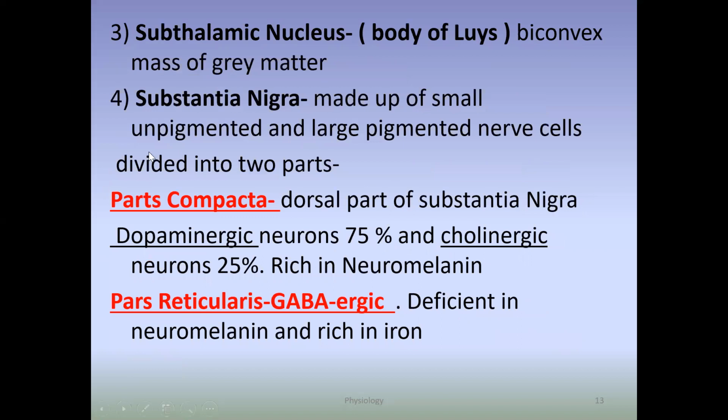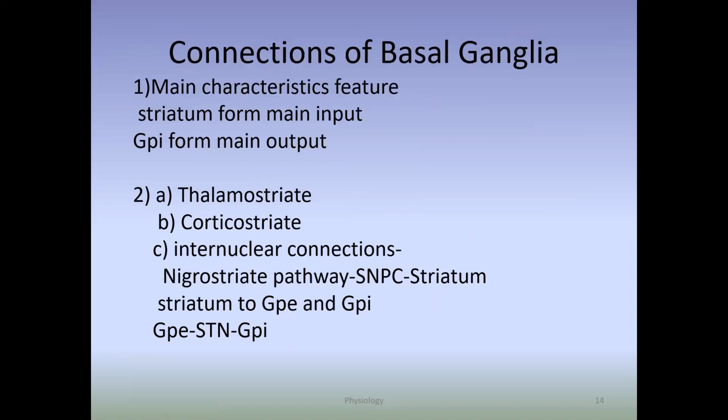Then the subthalamic nucleus: the scientist Lewis found this nucleus, which is why it is also called the body of Lewis. Again, it is biconvex in shape. The substantia nigra has two components depending on pigment: pars compacta and pars reticularis. In pars compacta, there are 75% dopaminergic neurons and 25% cholinergic neurons, and it is rich in neuromelanin pigment. While the pars reticularis is GABAergic and deficient in neuromelanin, but rich in iron. Again, an MCQ for this.